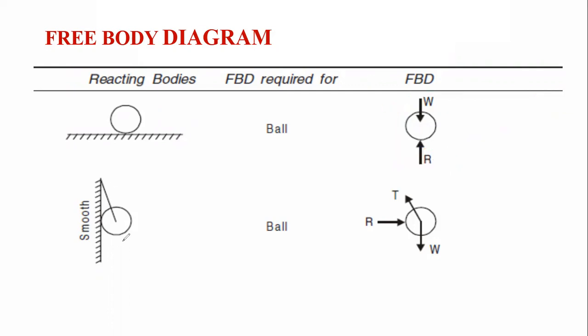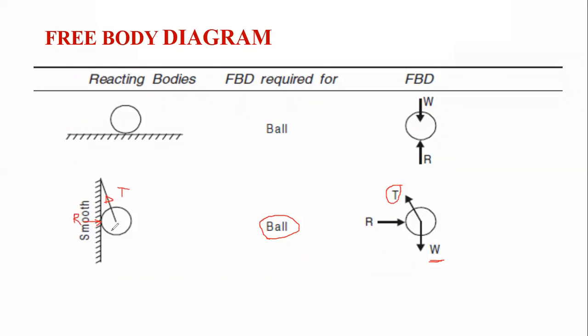Okay, now let us consider this sphere again. It is connected with a string and supported by this vertical wall. The wall may be smooth. The free body diagram required will be of the ball. Now look here at what will be shown over this body. First the self weight is shown, then in this string a tension will be developed due to the weight of the ball. That's why the tension will be shown in this string, and this ball is in contact with the wall, so a reaction will develop here.